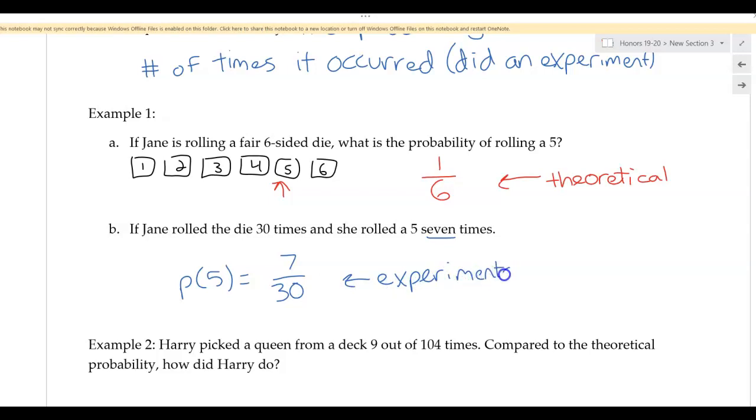So I actually did something. An experiment is very loose here. You do something, you actually did something. That's experimental. Theoretical, I didn't actually ever do anything. I just looked at the die and went, I'll probably get a 5 1 out of 6 times. But when I actually rolled, I got it 7 out of 30 times. Okay?